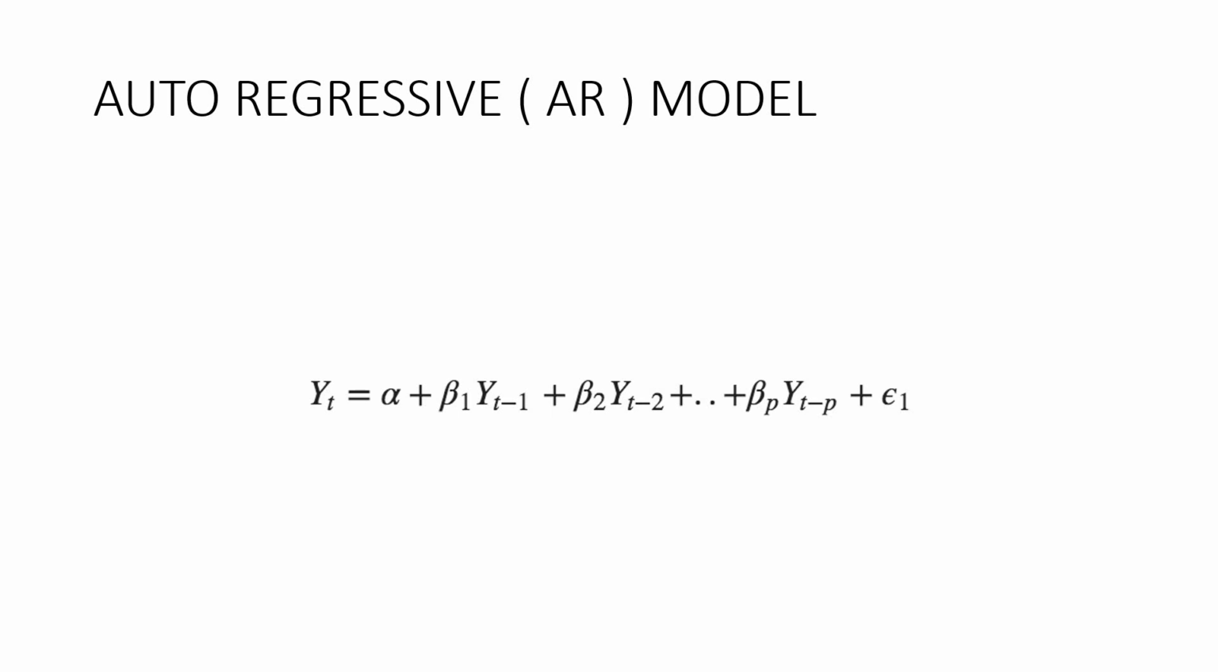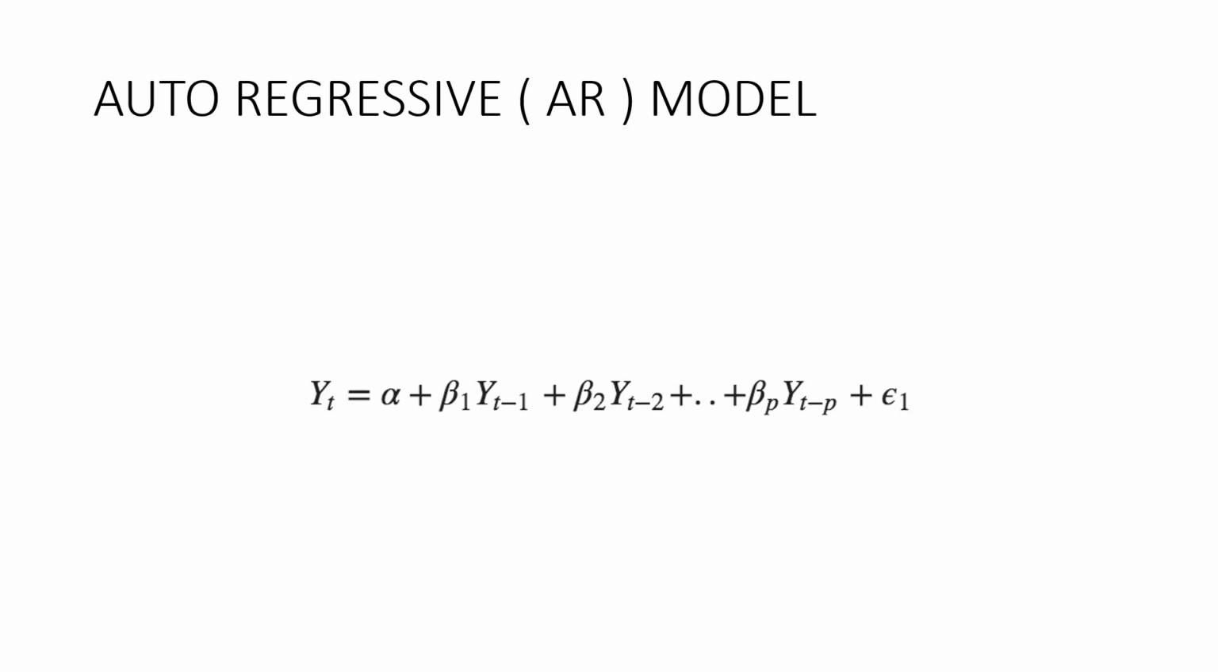Next, what are the P and Q terms? P is the order of the autoregressive AR term. It refers to the number of lags of Y to be used as predictors. And Q is the order of the moving average MA term. It refers to the number of lagged forecast errors that should go into the ARIMA model.